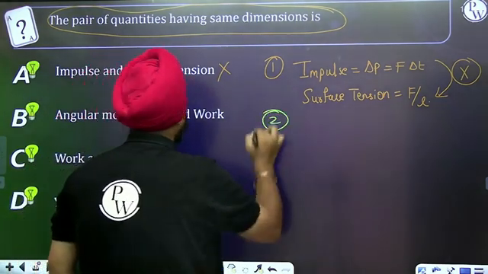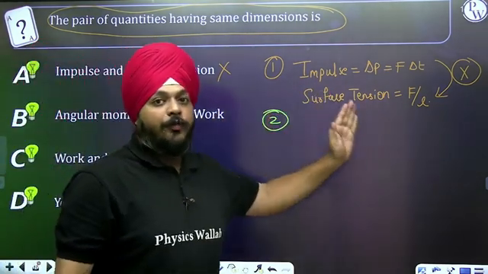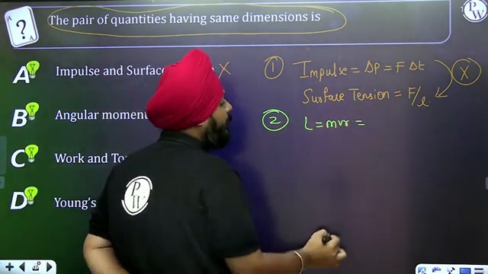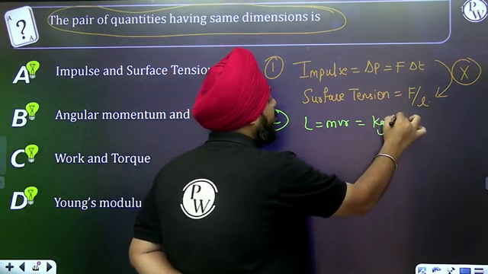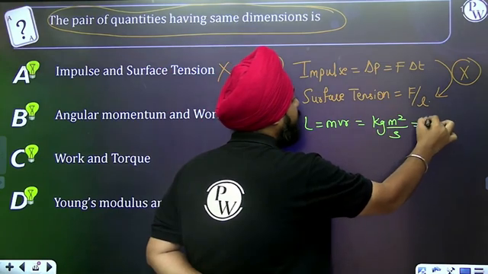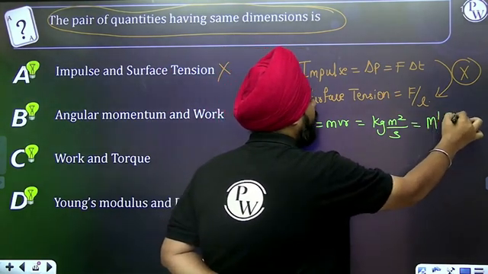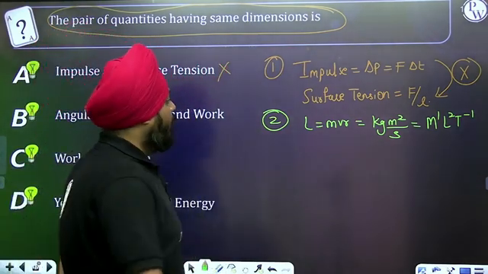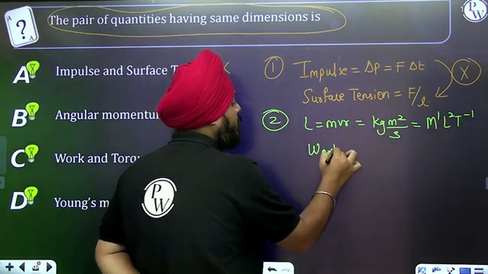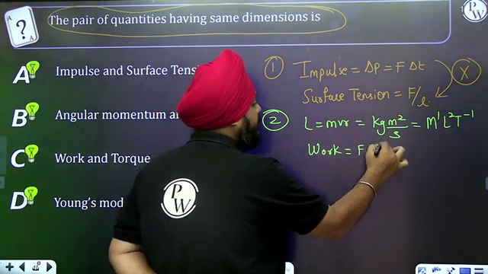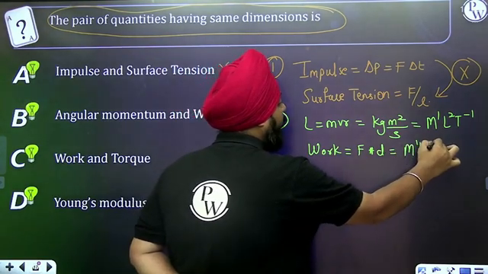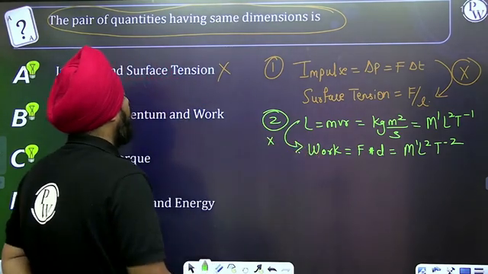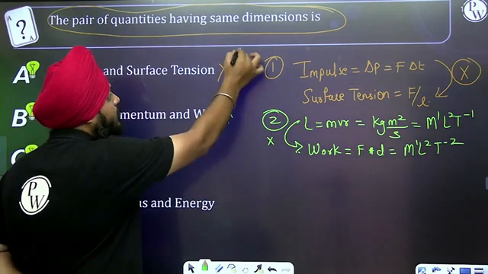Second, angular momentum and work. Angular momentum is equal to mvr, so this is kg meter square per second. The dimensional formula is M to the power 1, L to the power 2, T to the power -1. Work is force into displacement, so it is M1 L2 T -2. Are they equal? No, they are not equal. So this is not correct.